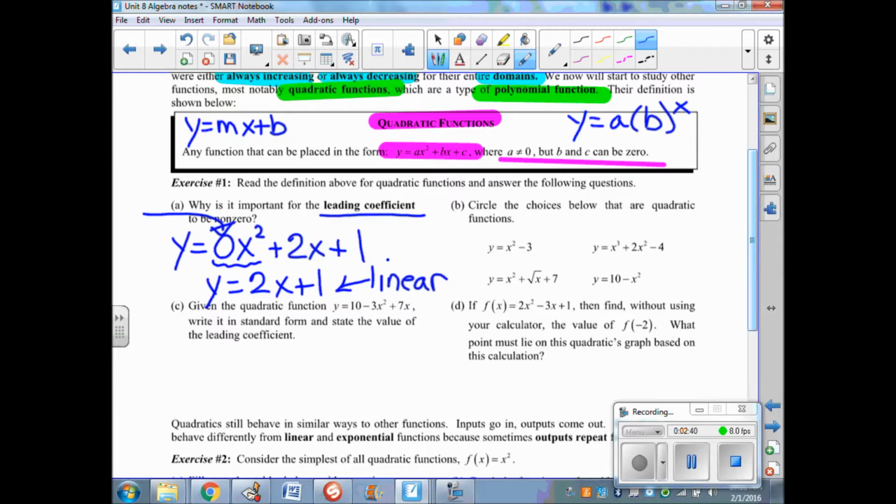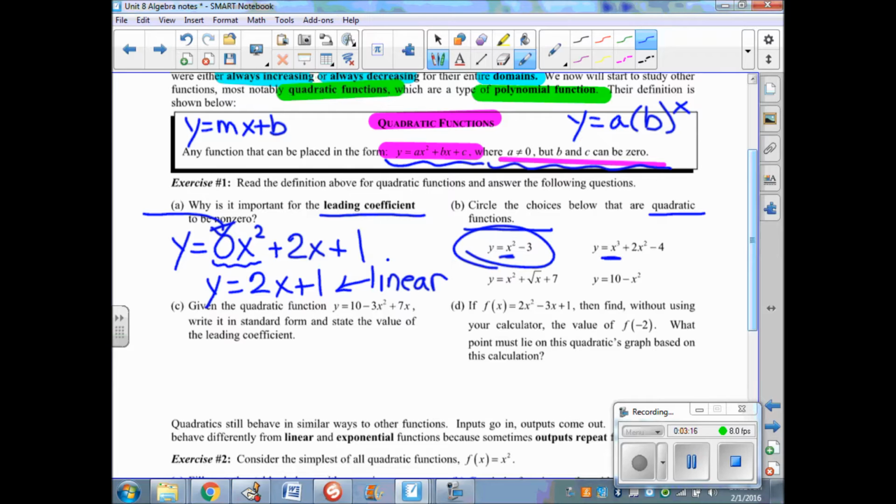So it says in part B, circle the choices below that are quadratic functions. So meaning they fit our definition. So that one definitely is. Remember, if you look at it, it's got to have that form, ax squared plus bx plus c. So this definitely has an x squared, and the a is 1, so that's okay. It doesn't have a b, which is fine because that b term or that x term is 0, and it has a constant of -3.